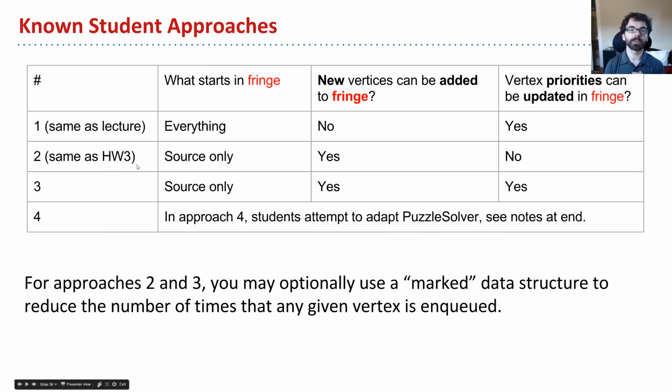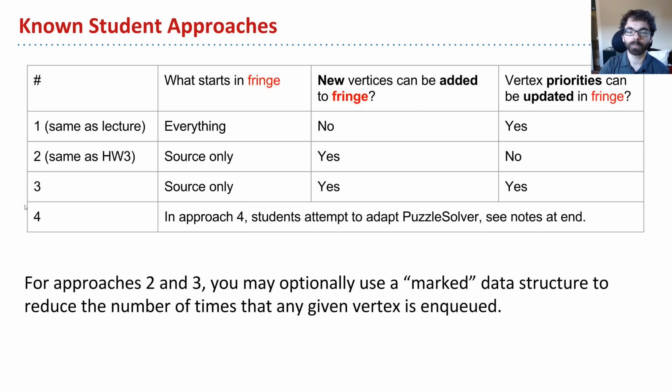Approach 2, which is the same as in homework 3 or in the Pieter Abbeel videos that were linked in the spec, in that approach you start with the fringe having only the source, you add new vertices to the fringe as you see them, and you never update any priorities in the fringe. Once a vertex is in there, it stays that way forever. And then approach 3 is somewhat of a hybrid of those ideas, where you start with only the source, you can add new vertices, but you can also update priorities as you go.